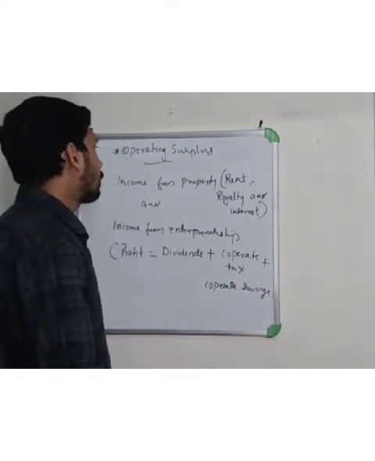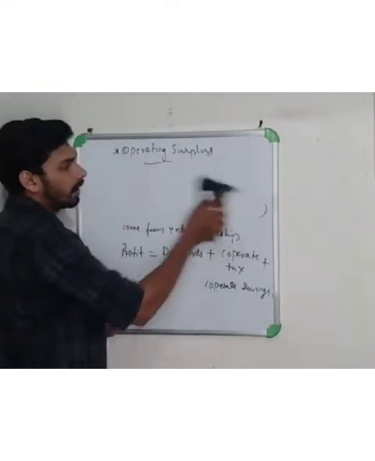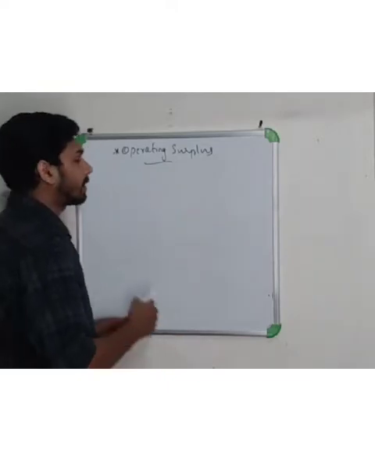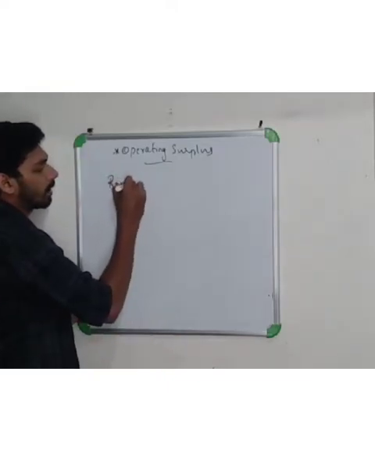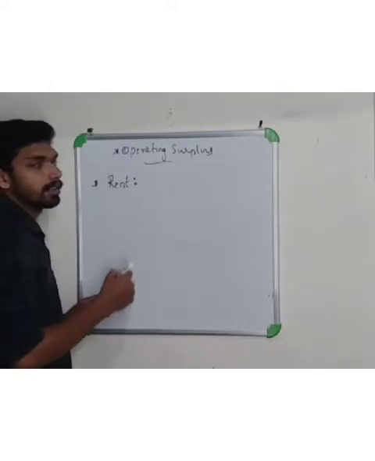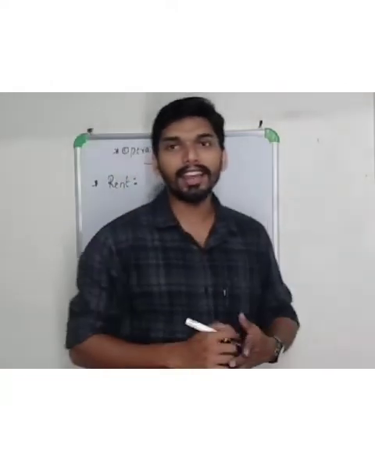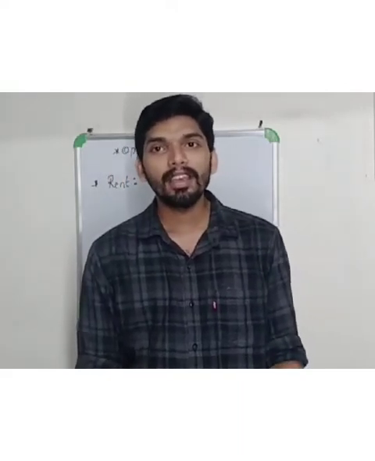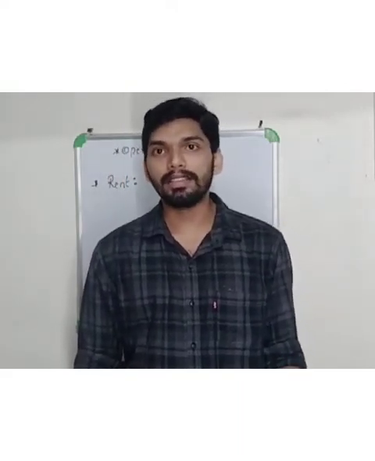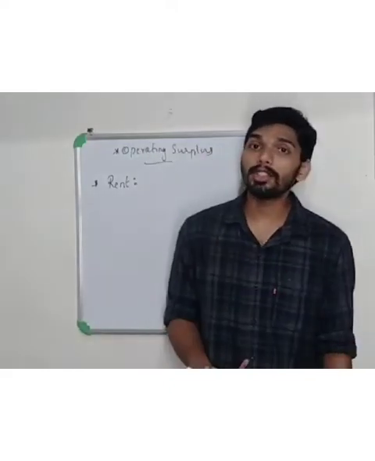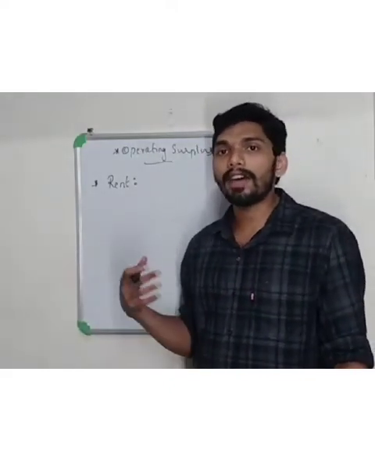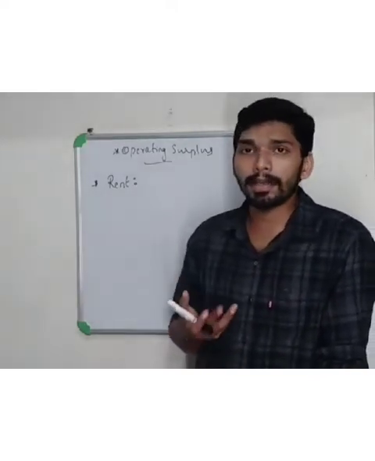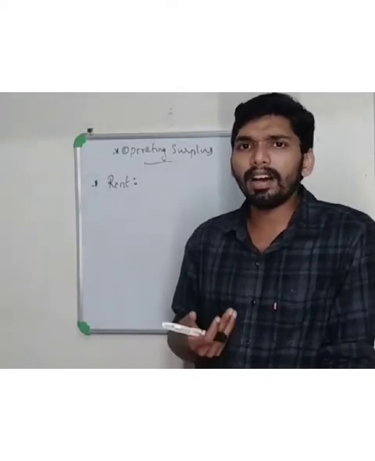So first one is the income from property. The income from the property is of three types. First one is the rent. So what do you mean by the rent? As you all know, a rent is a factor income generated from the land or the building. Am I right? A rent can be defined as the factor income that is generated from a building or a land.